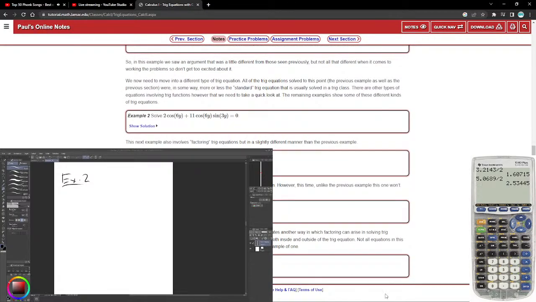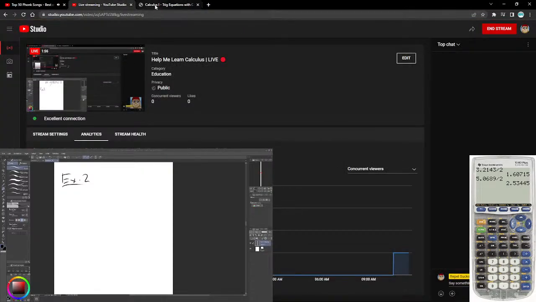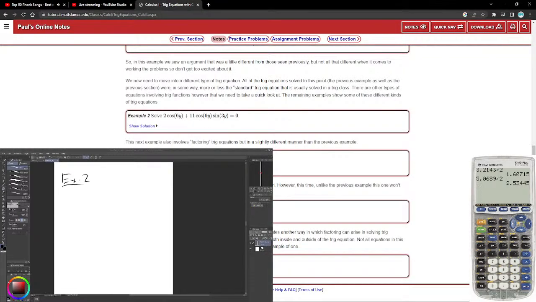Okay. 4 more examples in this section. I'll probably finish these up, call it a day. I don't want to go for too long today. Then maybe in 2 more days I'll be done with the review. Unless I go crazy tomorrow.